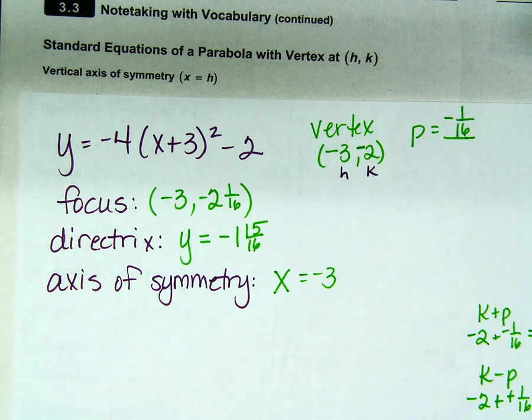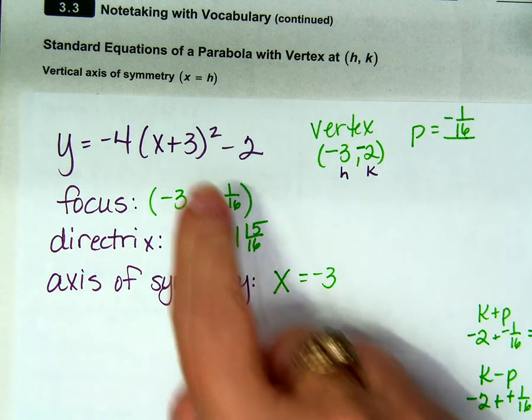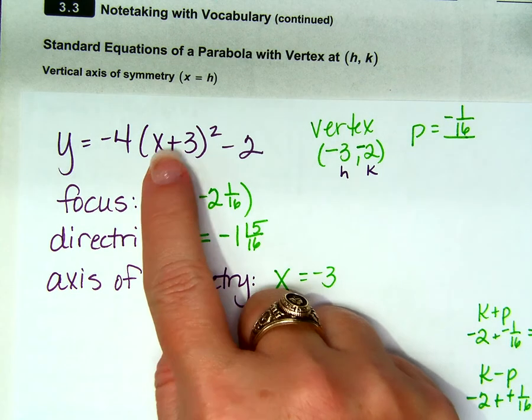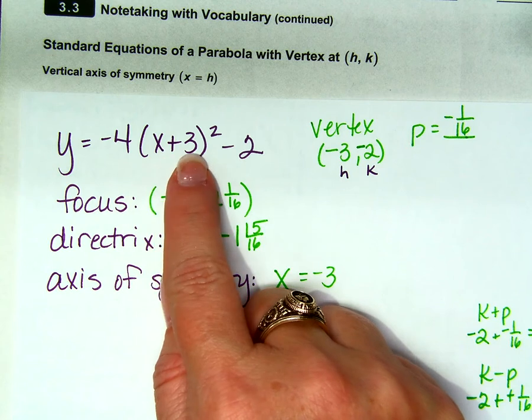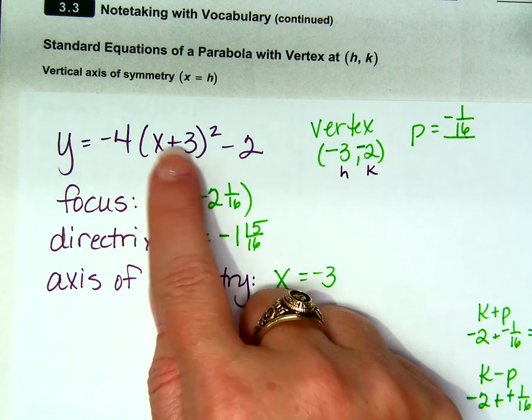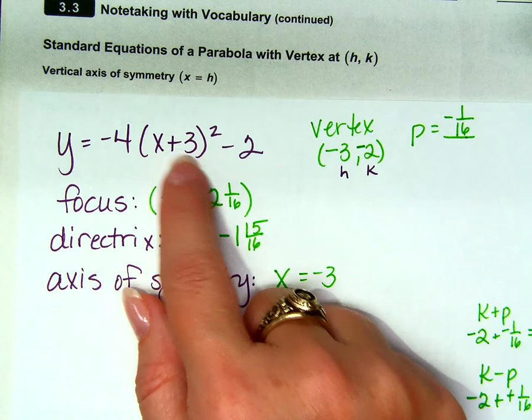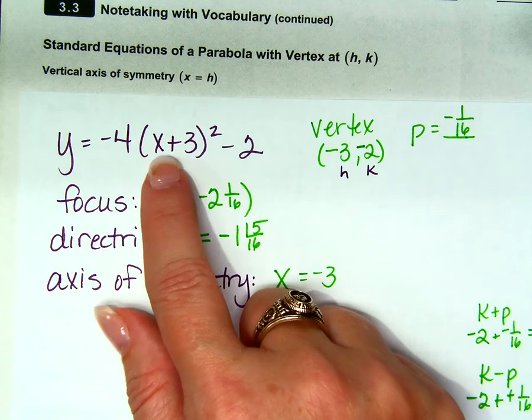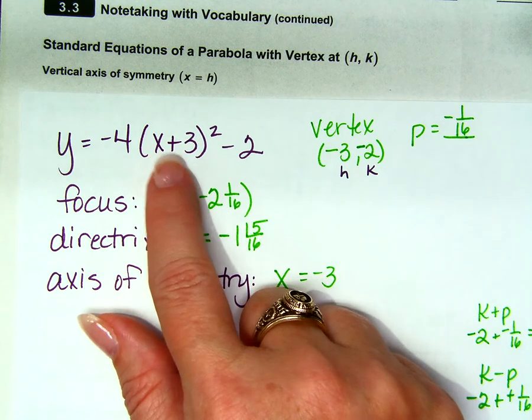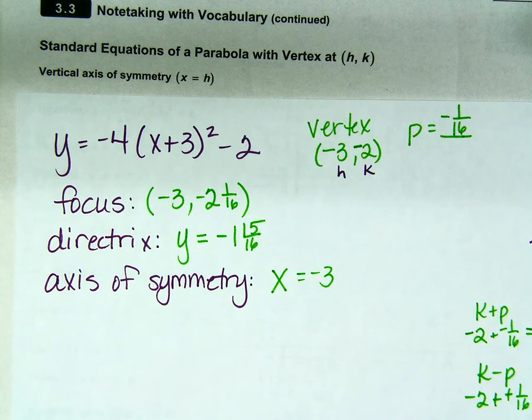Do what? It is a positive 3 in the formula, but remember the formula is x minus h. Okay, so if it's minus h, then my h value has to be negative 3, because the minus is in the formula, x minus h. Okay, good question.